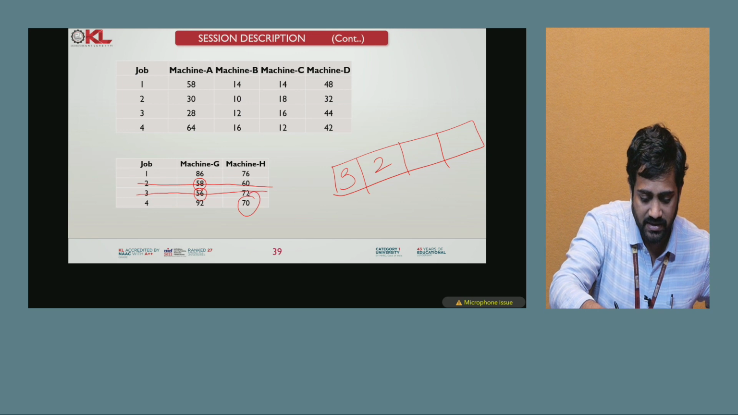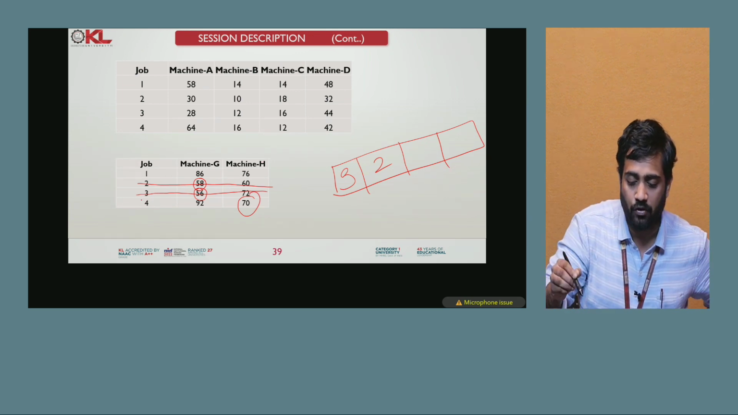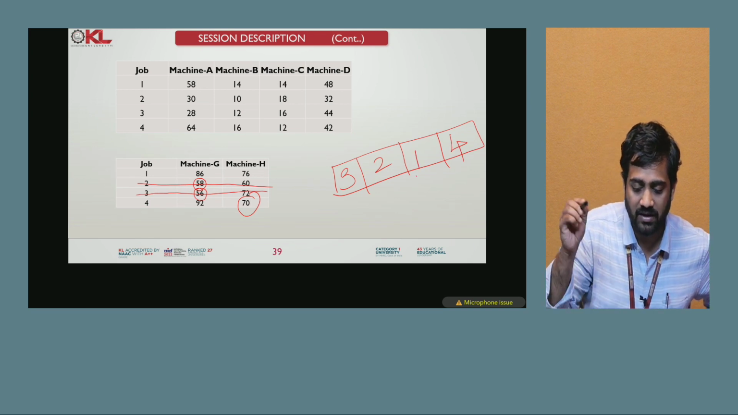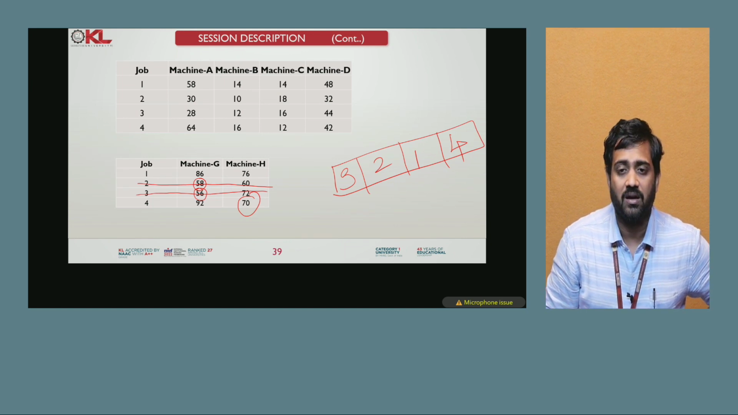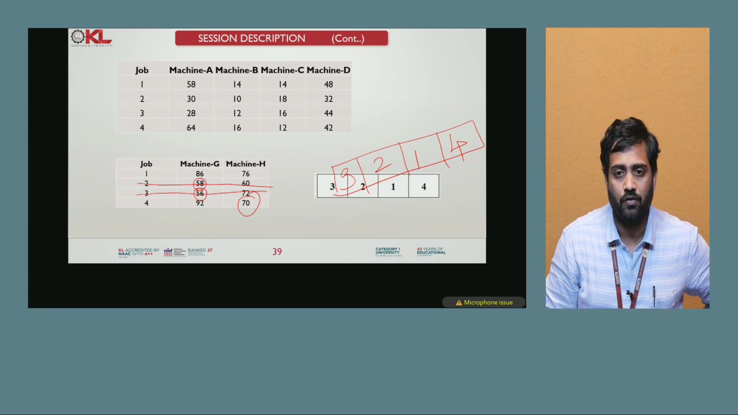It's 70 and it belongs to machine H. The corresponding job number is 4. You have to place job number 4 in the last. At last we are left with only one, that is job number 1. Now the most logical sequence obtained through Johnson's algorithm for these 4 jobs is 3 2 1 4.